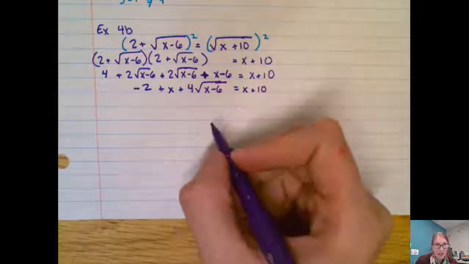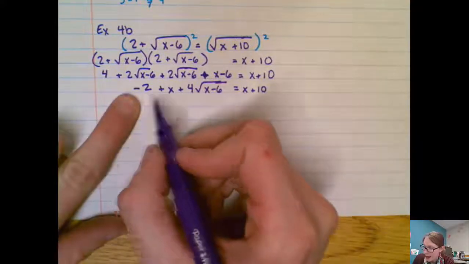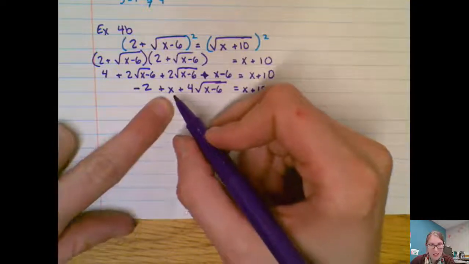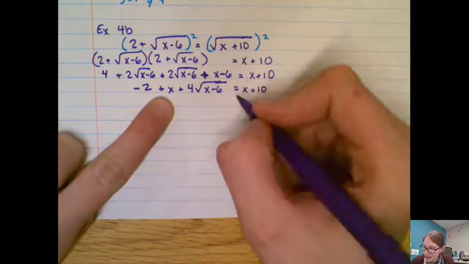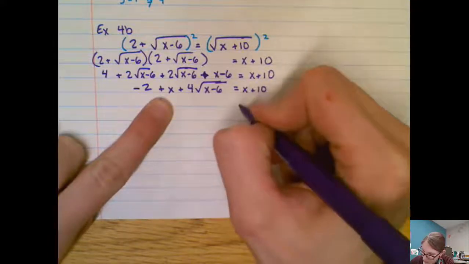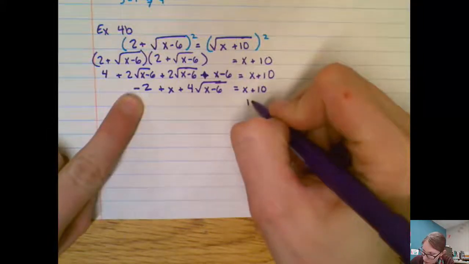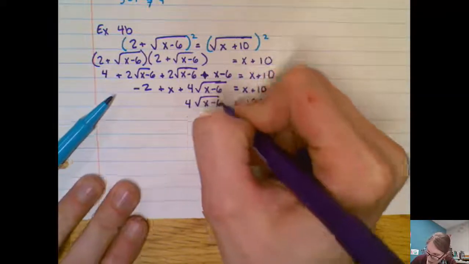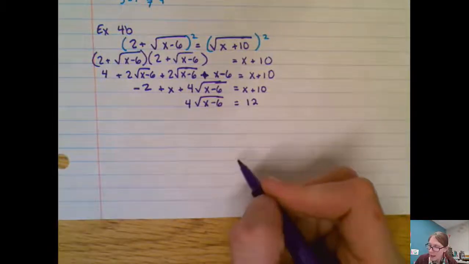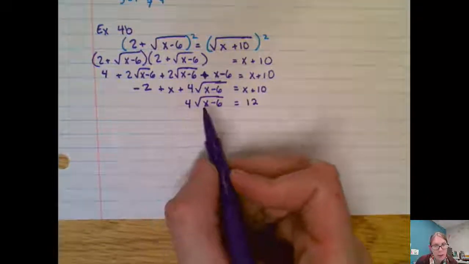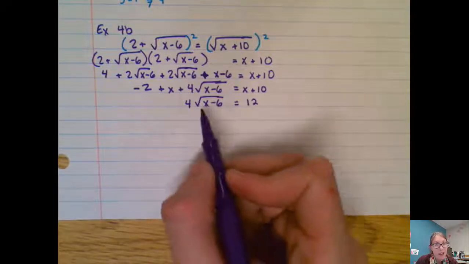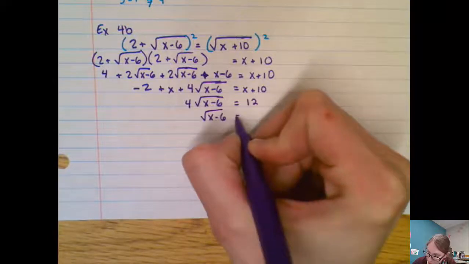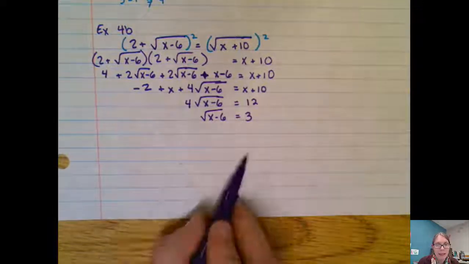Okay, let's get what I can to the other side. I can add 2 and subtract an x. Oh, this works out nice. So if I subtract an x, I don't have an x over here anymore. Add a 2, I just get 12. 12 equals 4 square root x minus 6. Now in some cases, like what I have here, I have 4 square root of x minus 6 equals 12. I could divide both sides by 4, and that'll actually make our problem a little bit easier. Square root of x minus 6 equals 3.